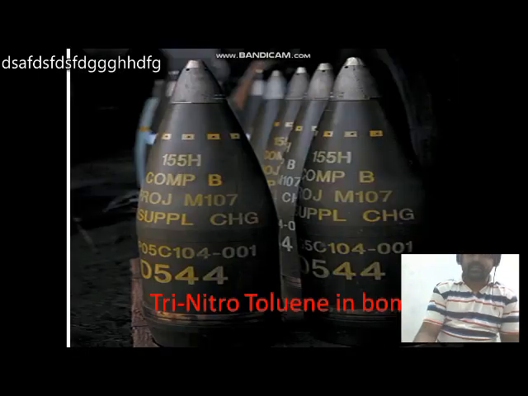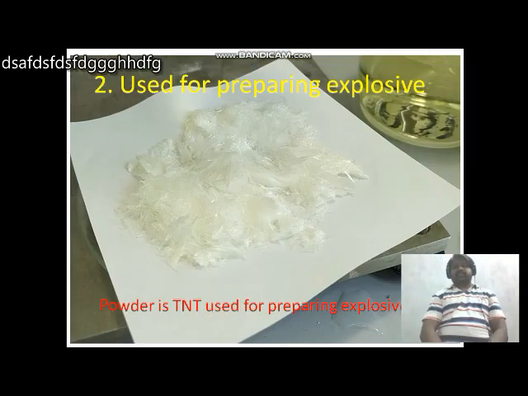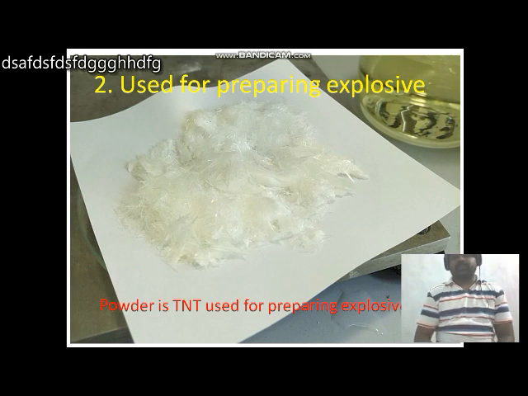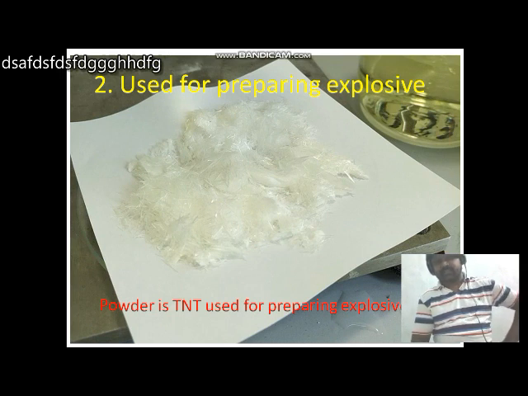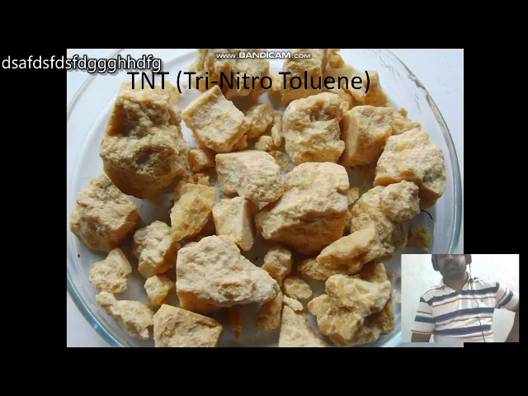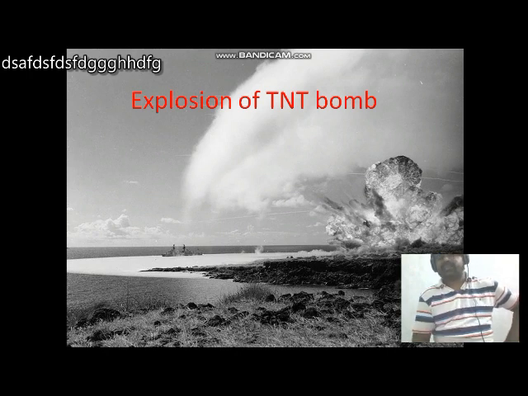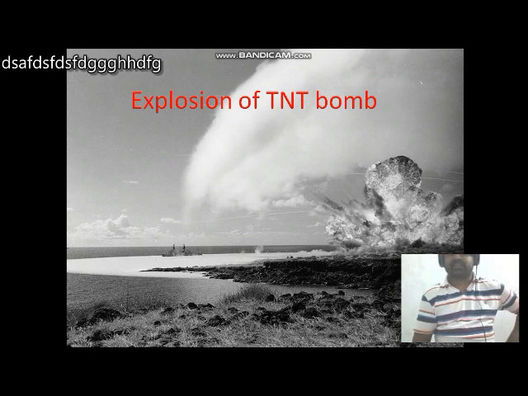So one more time, see here. First, that is TNT, trinitrotoluene. This TNT is prepared by using nitric acid. It is present in a hair-like state, and after that it is made into a solid state. This solid TNT is placed in bombs, and when the bomb is blasted, it will be like this. Nowadays terrorists are using this.